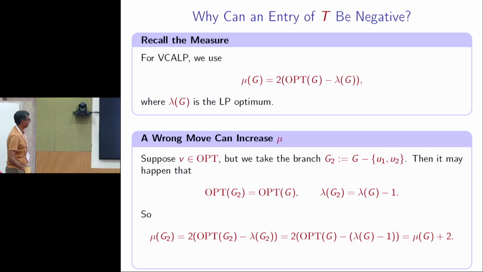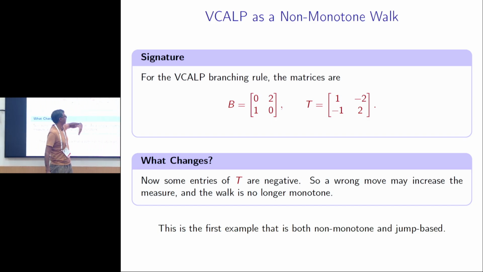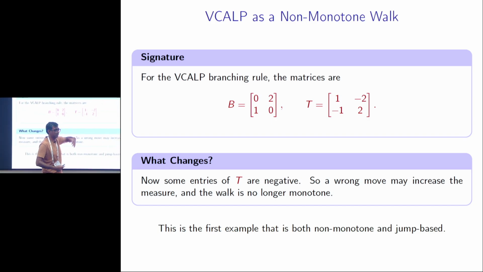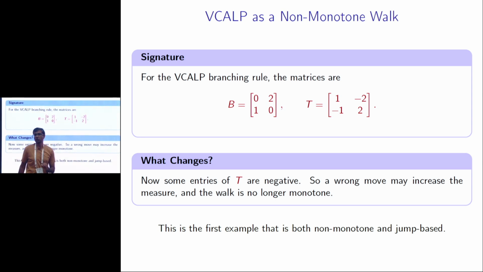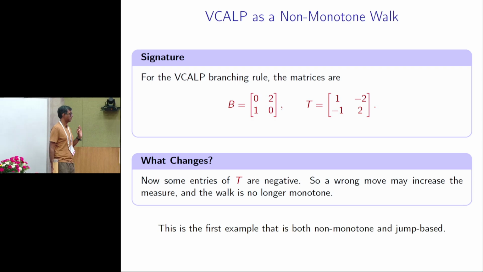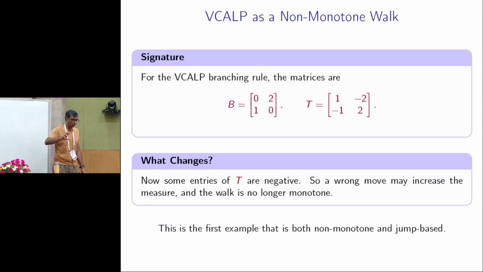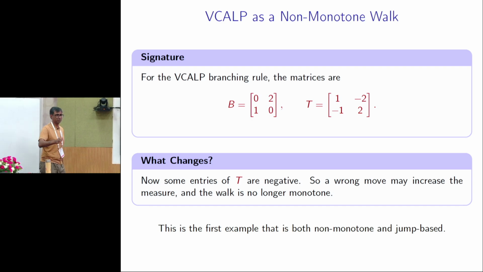And that's it. Okay? So if you write down the matrix for this, this becomes now negative because my measure for the graph has changed. It has increased, it has not decreased. So these are non-monotone matrices. Okay? So a wrong move may increase the measure and the walk is no longer monotone. This we didn't know how to analyze for a long, long time. And this makes life way harder because a lot of theorems in convex optimization that we use for monotone are no longer applicable. So you have to put some upper bound and this and that.